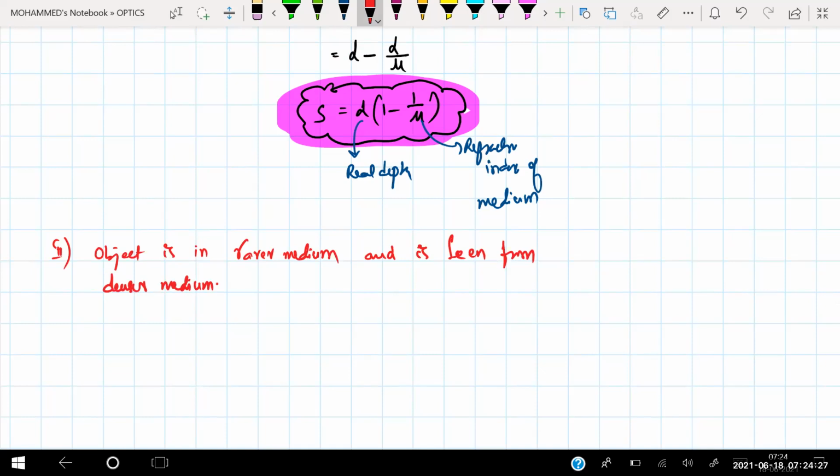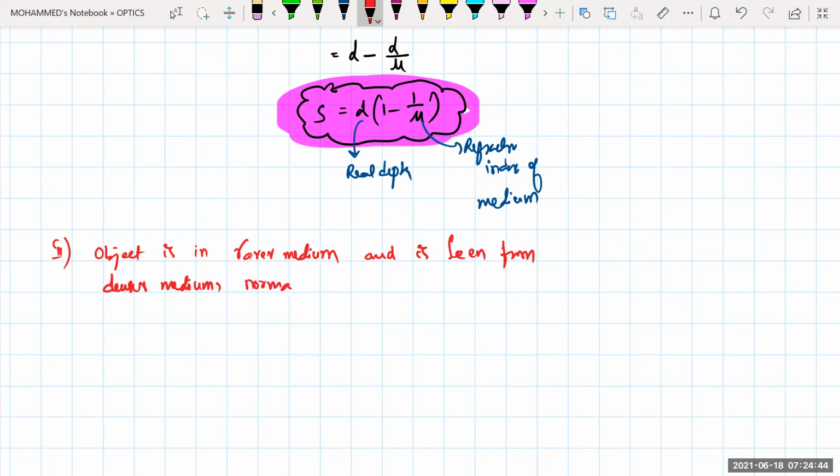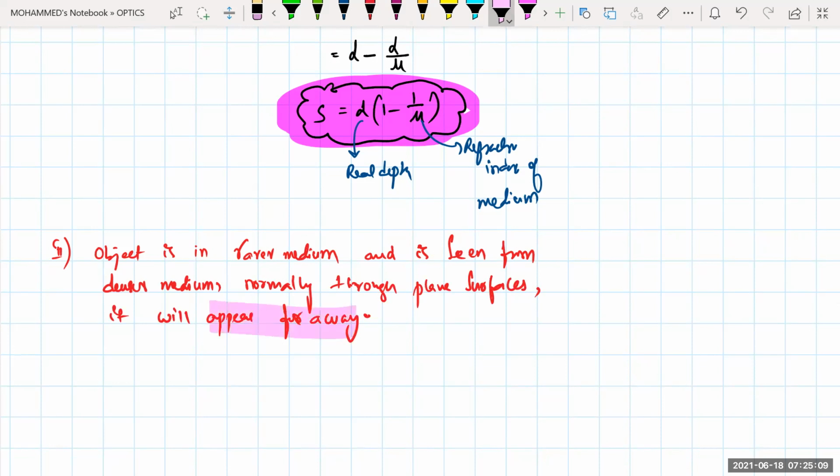If an object is in the rarer medium and it is seen from the denser medium, normally, meaning straight vertically up through plane surfaces, it will appear farther away. Is the condition clear? Yes, sir. So the object is in the rarer medium and it is seen from the denser medium. I hope you are clear on this one.